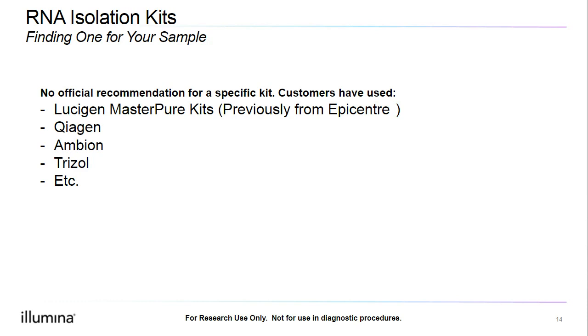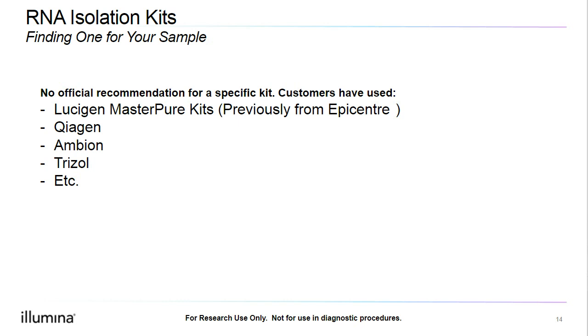We're often asked in tech support, what kit should I use for my RNA isolation? While we have no official recommendation, we know that customers have successfully used the MasterPure family of kits by Lucigen. They've also used Qiagen, Ambion, Trizol, etc. The main point here is that we want good yield and high quality material. We also want to make sure that we're capturing the right species.